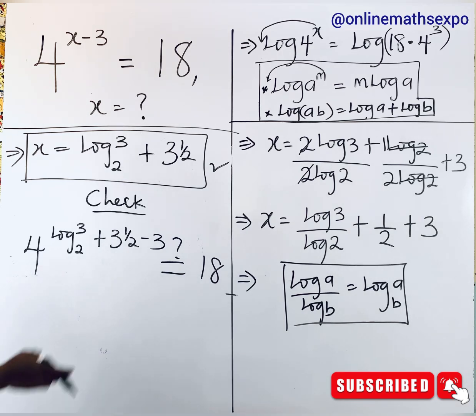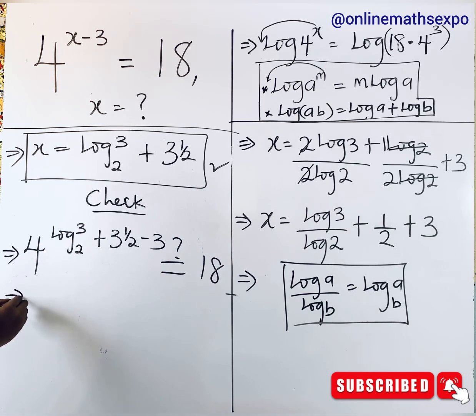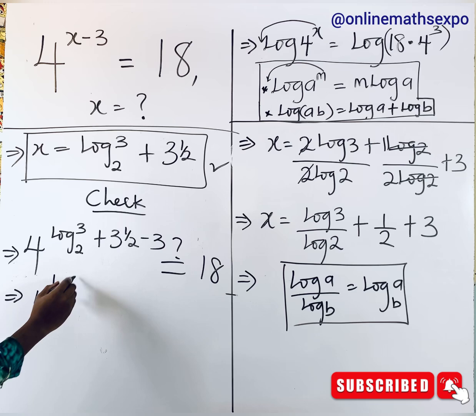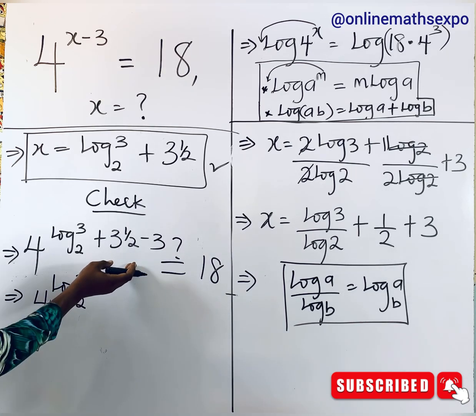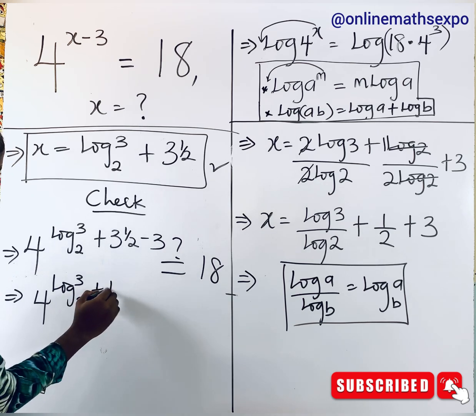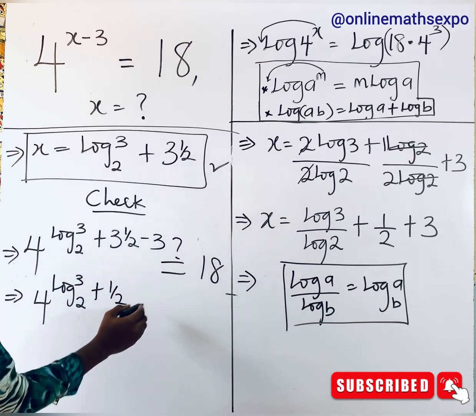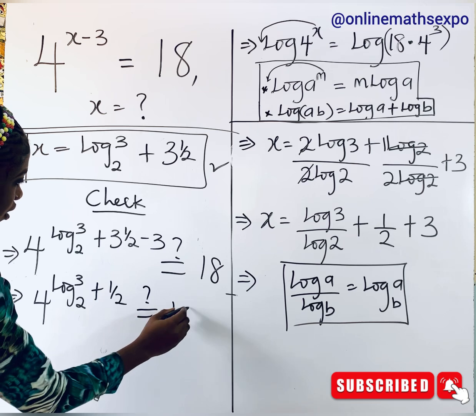So what do we do now? This is going to give us 4 raised to log of 3 base 2. If you subtract this, you can subtract it because they are constants. It is going to give us half. So is this equal to 18?